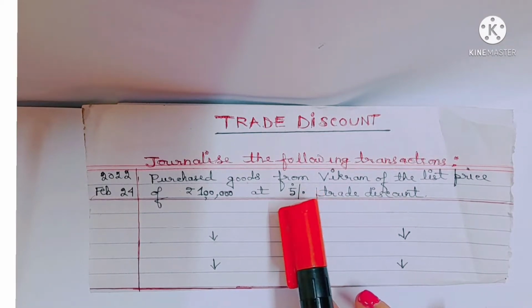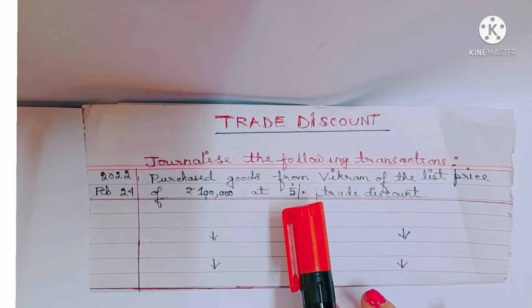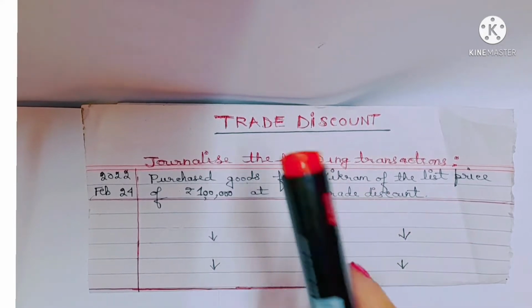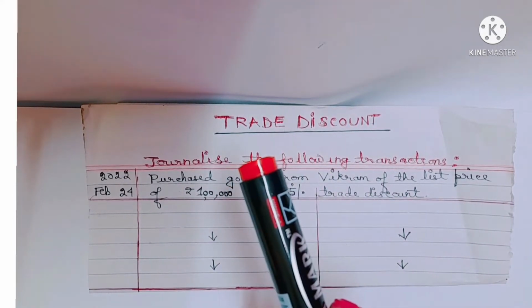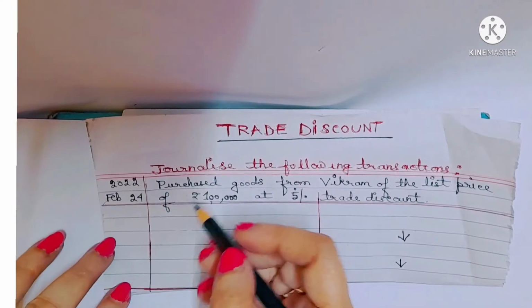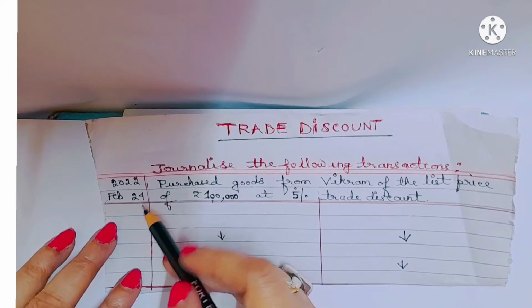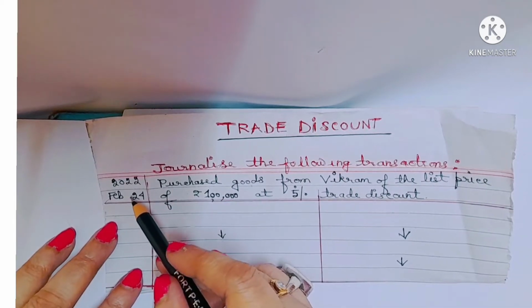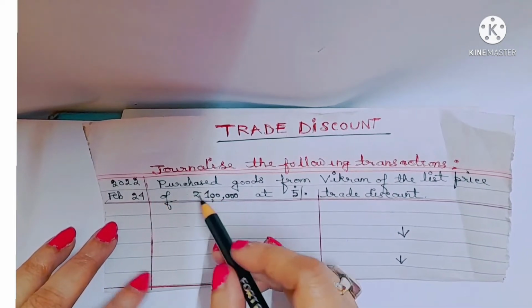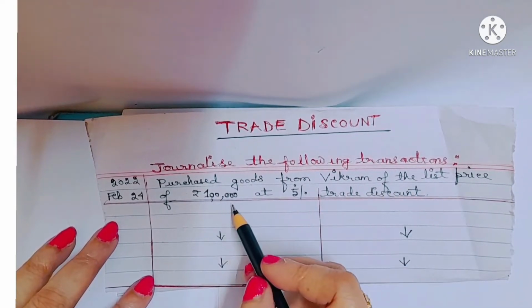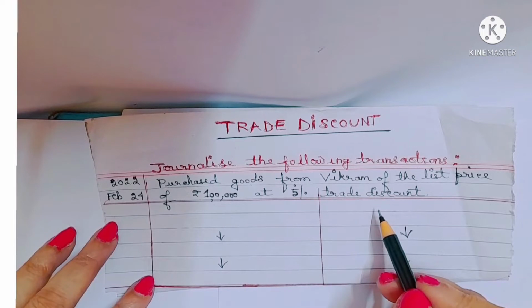In this video, I am going to discuss how to pass journal entries for trade discount. So let's get started. Let's journalize the following transactions. What is the first transaction? On 24th February 2022, purchase goods from Vikram of the list price of rupees 1 lakh at 5% trade discount.